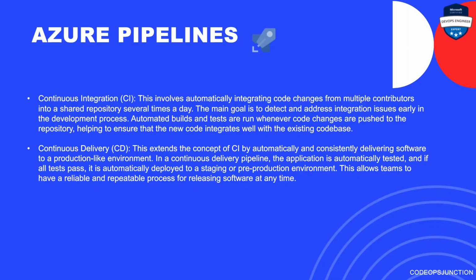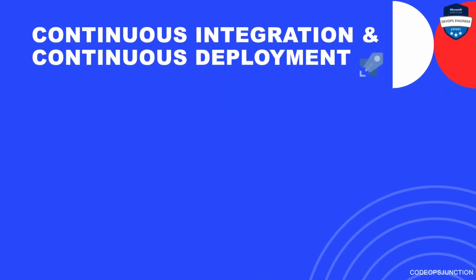Second is continuous delivery. It extends the concept of CI, or continuous integration, by automatically and consistently delivering software to a production-like environment. In a continuous delivery pipeline, the application is automatically tested, and if all tests pass, it is automatically deployed to a stage or pre-production environment. This allows teams to have a reliable and repeatable process for releasing software at any time.